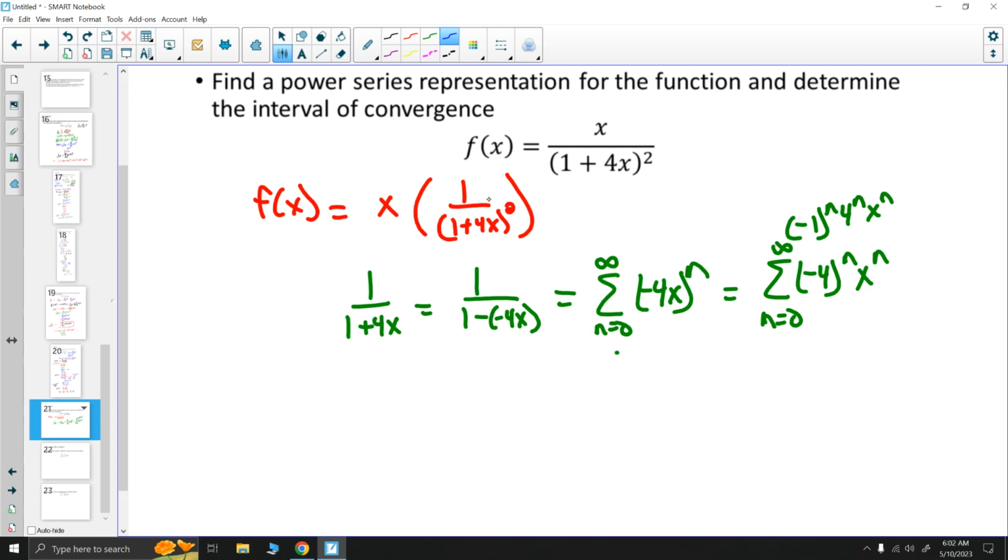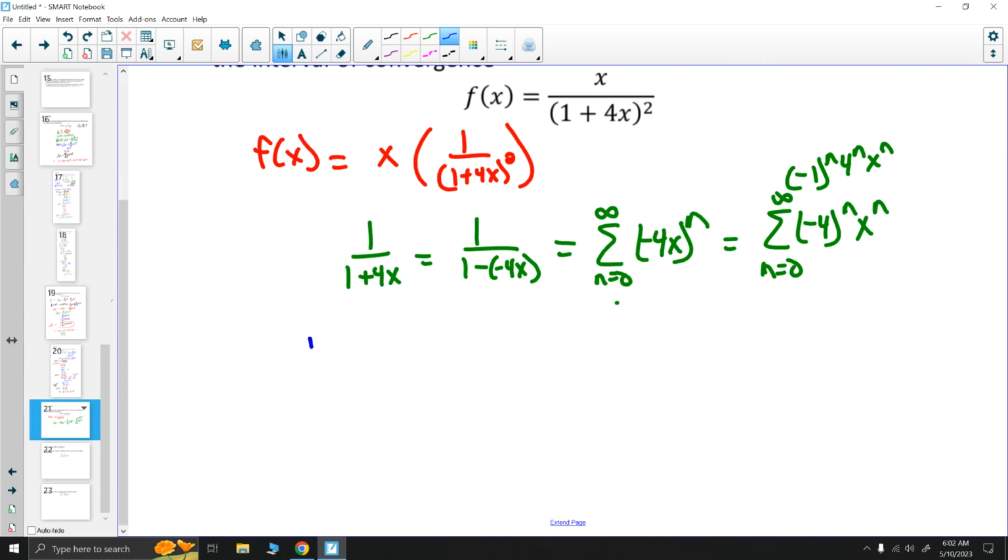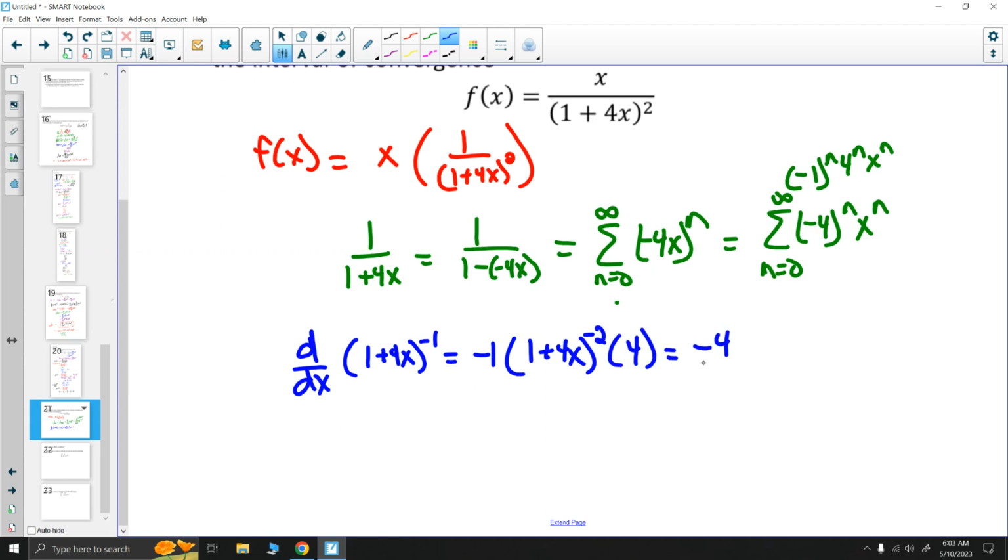Now clearly this thing is not the same here, but maybe we can get it there by taking the derivative. So let's think about it. If we have d dx of our 1 plus 4x to the negative 1, then that will be negative 1 times 1 plus 4x to the negative 2 times 4. So that is to say it is negative 4 times 1 over 1 plus 4x squared. All right, so that's what this thing is. Now if you look, that's pretty close to these things. This thing is similar to this, but not quite right.